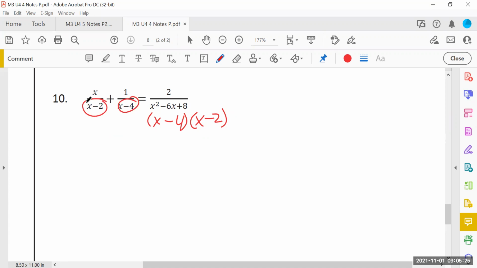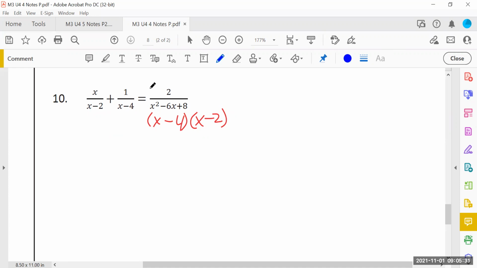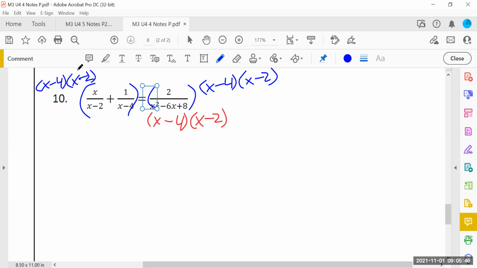So what I'm going to do is multiply by that. Multiply both sides of the equation by that least common denominator. So this side times x minus 4, x minus 2, and this side times x minus 4 times x minus 2. But what will happen then is that that gets distributed into both of these fractions. So when I do that, I'm going to rewrite it so that both of them are multiplied by that on the top. So this one, x minus 4, x minus 2, and this one times x minus 4, x minus 2.